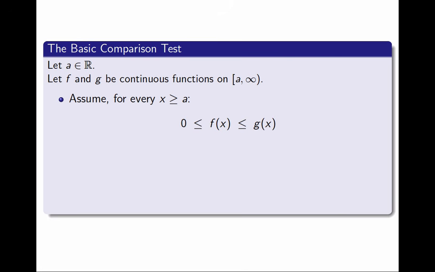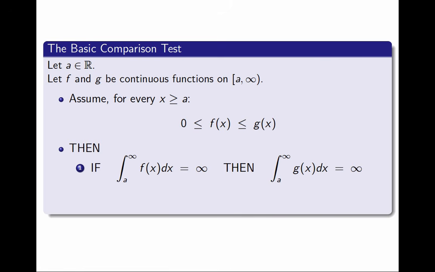Now, if I'm in this situation, keeping in mind that the improper integrals of both f and g must be either convergent or infinity, if I assume that the integral of f is infinity, well, the integral of g must be greater or equal, so it also is infinity. If the integral of f is divergent, the one of g is divergent. On the other hand, if the integral of g is convergent, less than infinity, then the integral of f, since it's smaller, must also be convergent.